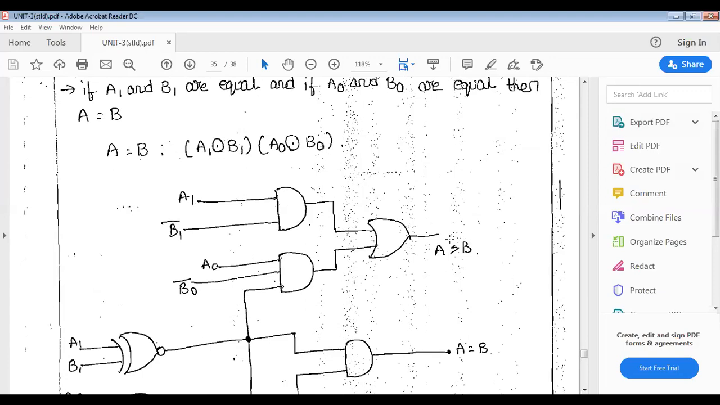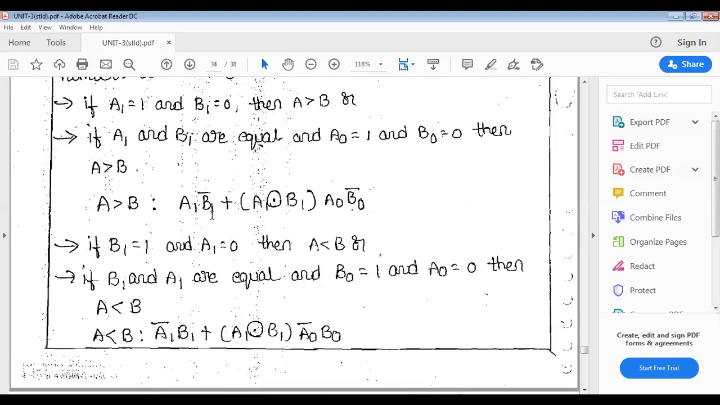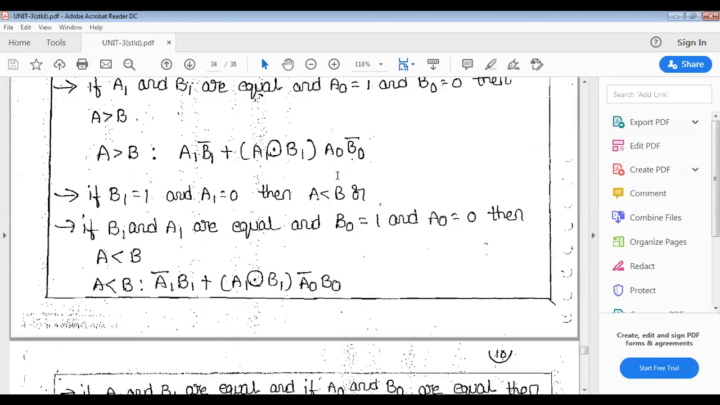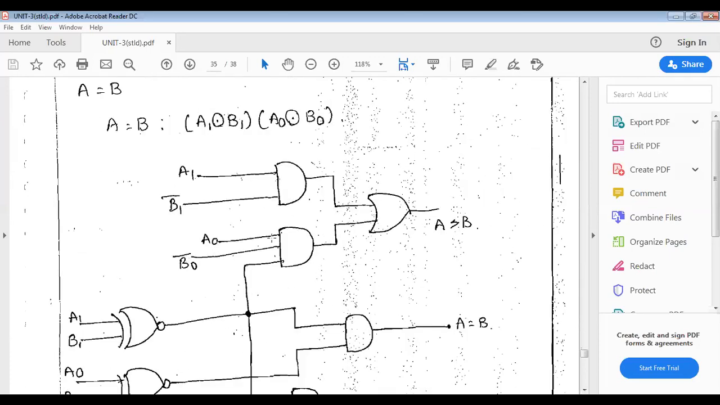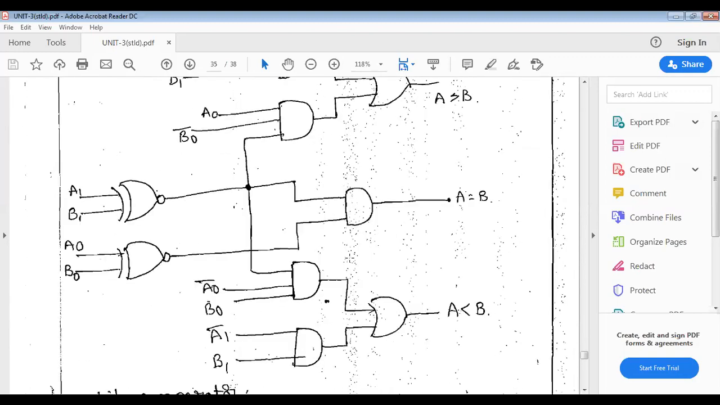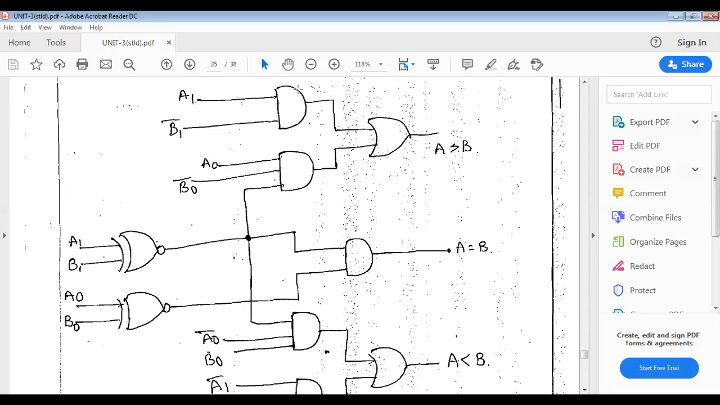Now you see the first equation, A greater than B is A1 B1 bar plus A1 exclusive NOR B1 and A0 B0 bar. So A1 B1 bar is one AND gate, and A0 B0 bar is another AND gate. A third input is also used here, that is A1 exclusive NOR B1, which is connected to the second AND gate input. These two outputs are connected to one OR gate to get A greater than B.